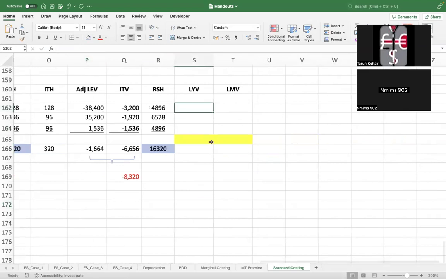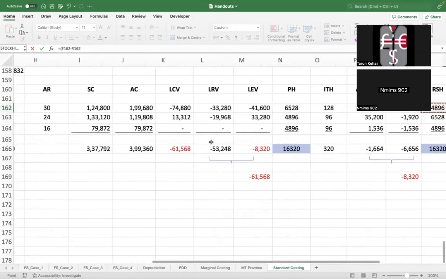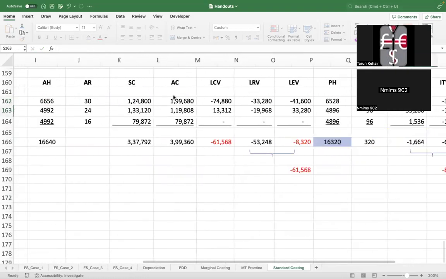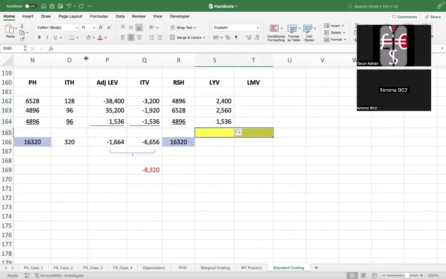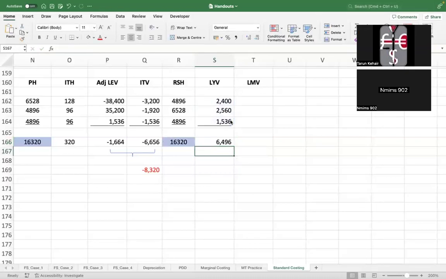Now labor yield variance, SH minus RSH into SR. SH minus RSH into SR. Drag it down and add. कितना आएगा? So labor yield variance actually आपका positive है. So there was no problem with your labor. The problem was with your idle time. You have a positive yield variance.